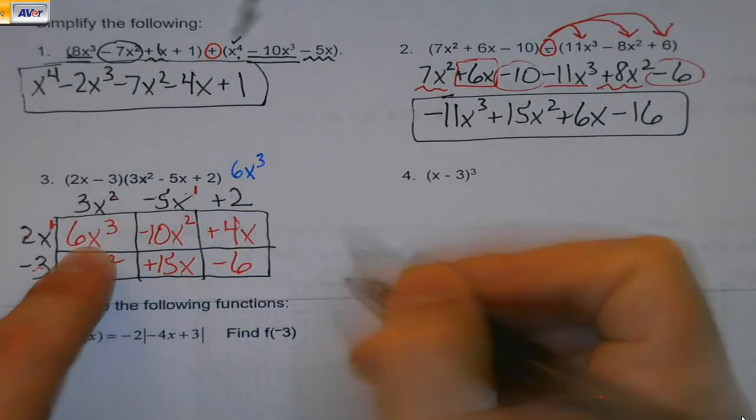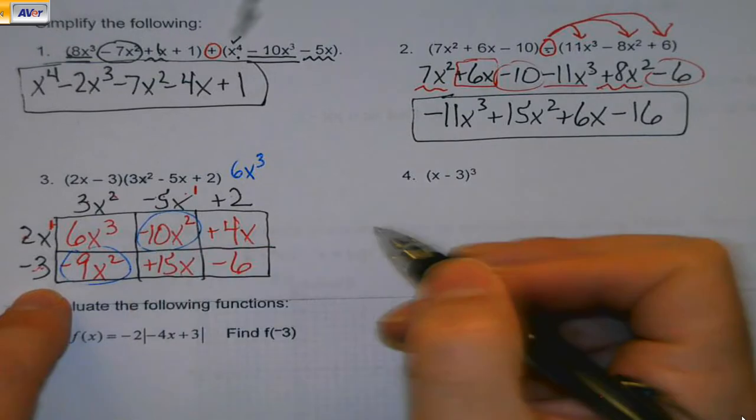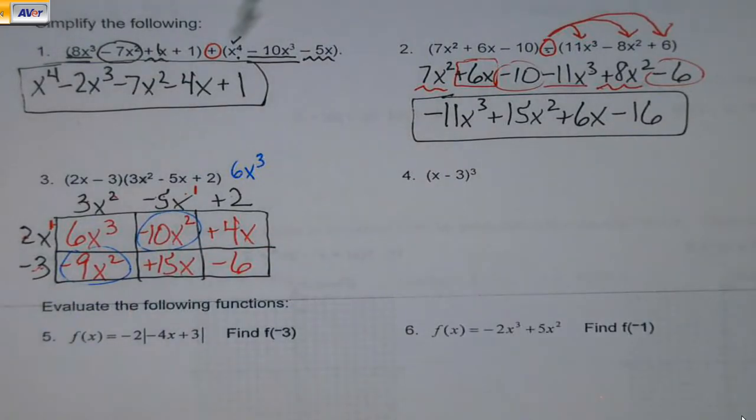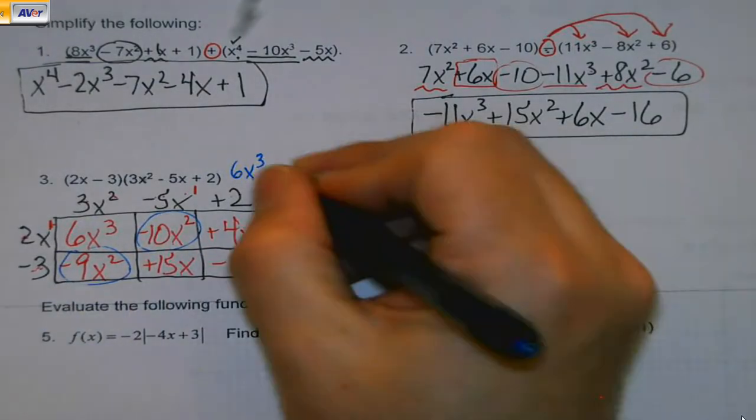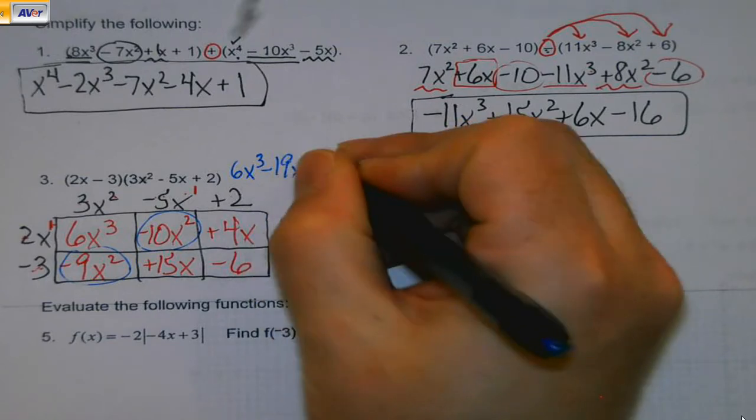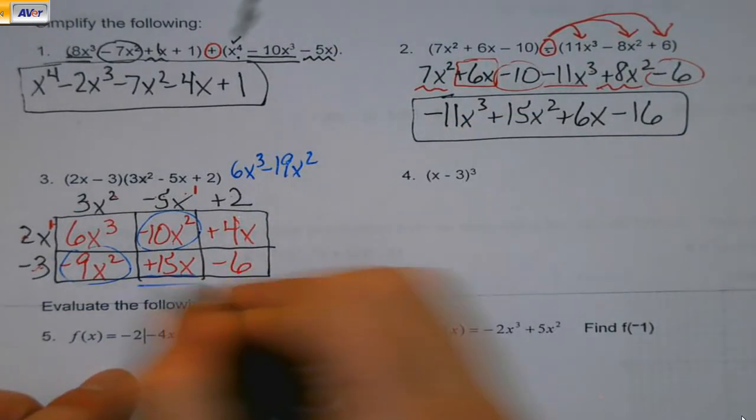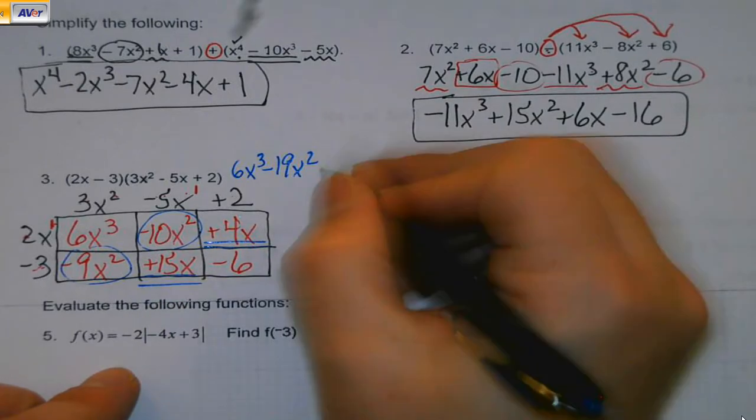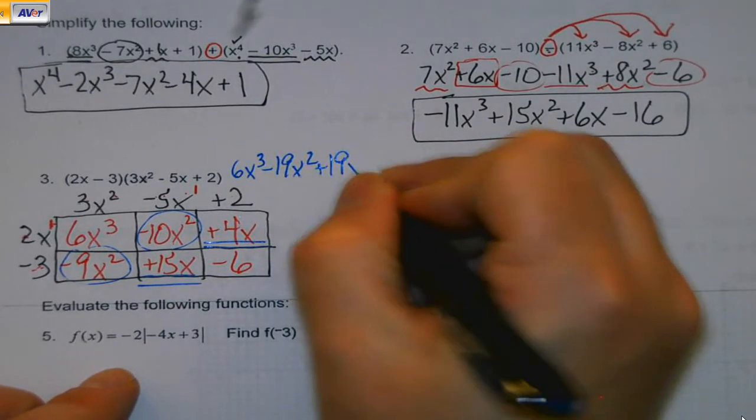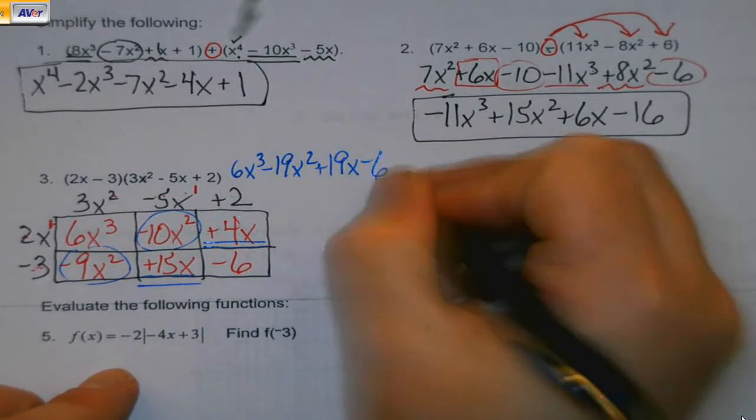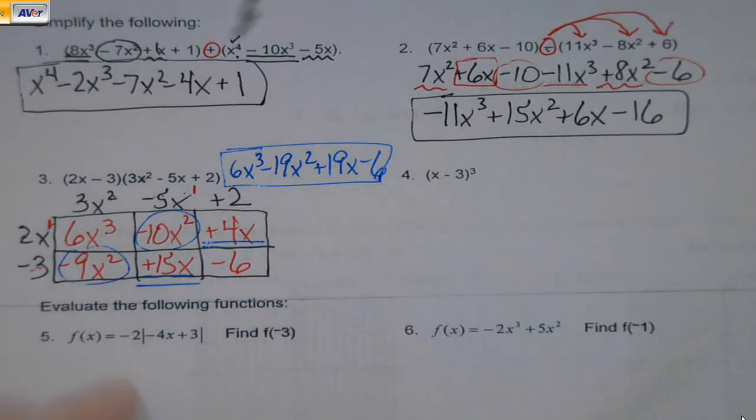So 6x to the 3rd. There's my x squareds again. No more multiplying. We're just combining like terms. So negative 19x squared. 15 plus 4 is a positive 19x. Minus 6. So we're just kind of working through those a bit.